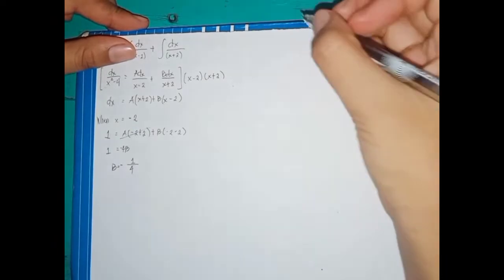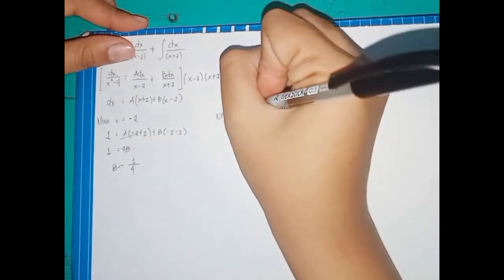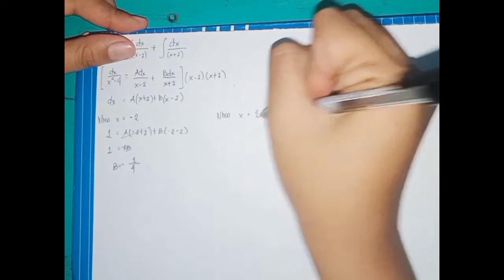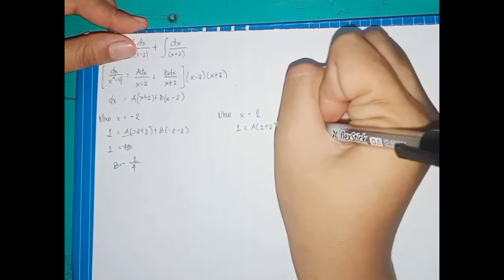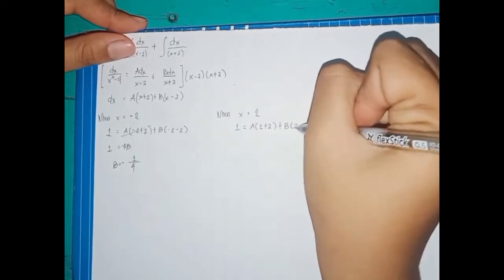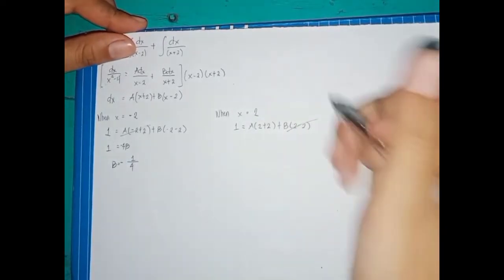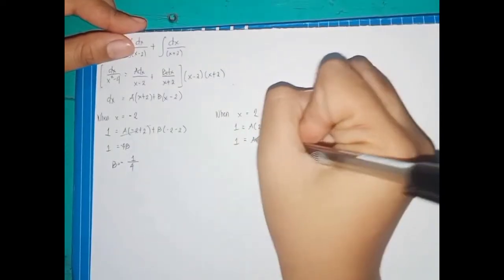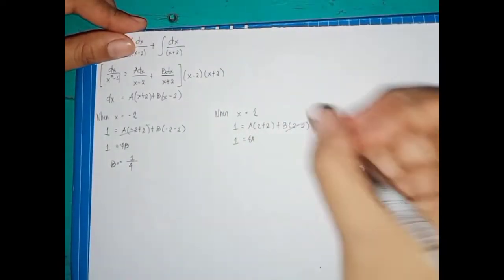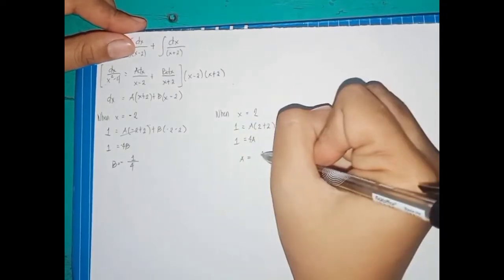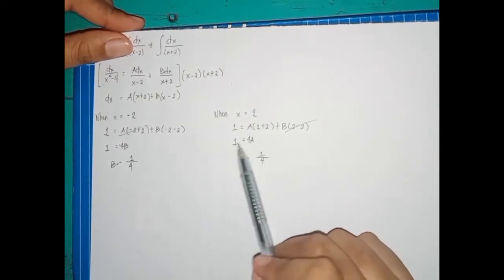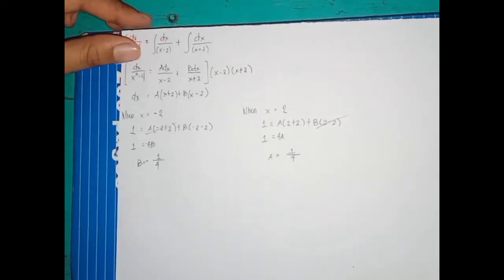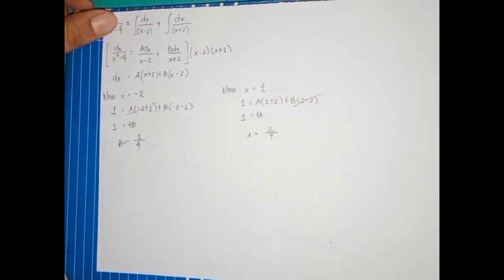Okay, so let's solve for the value of A. When x is equal to positive 2, 1 is equal to A times 2 plus 2, plus B times 2 minus 2. This will be cancelled, so we have 4A. So the value of A will be 1/4 because our numerator will be 1. Okay, so let's integrate to get the final answer.